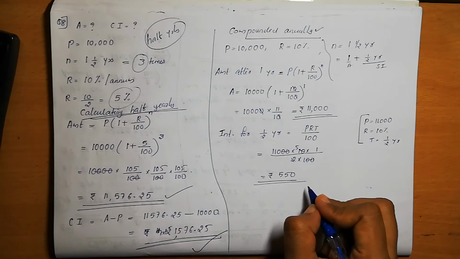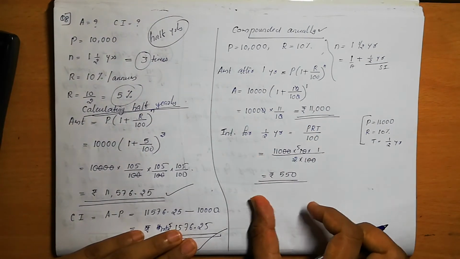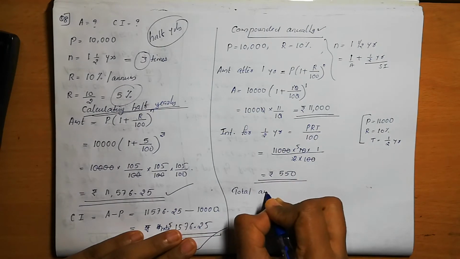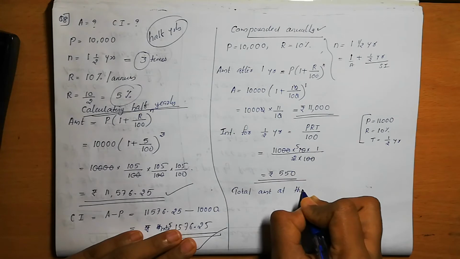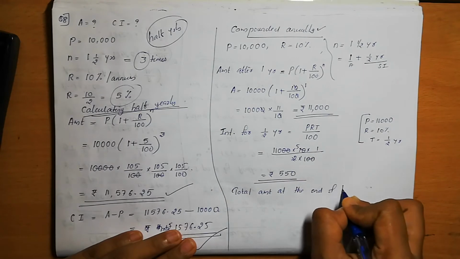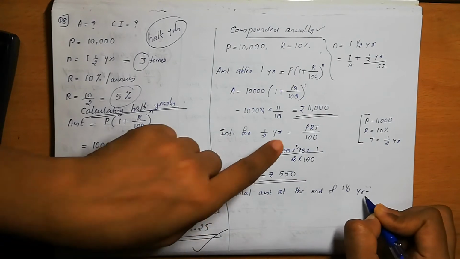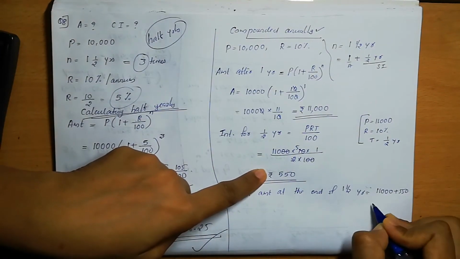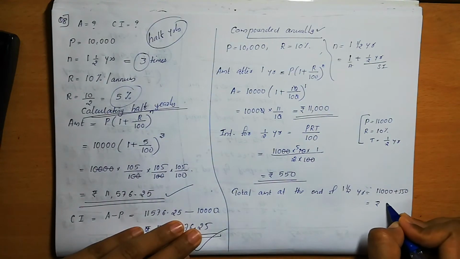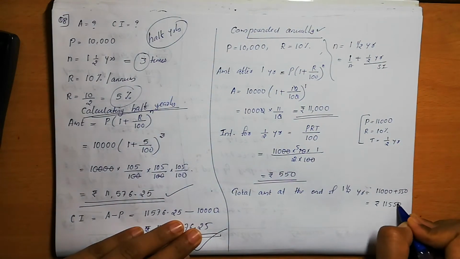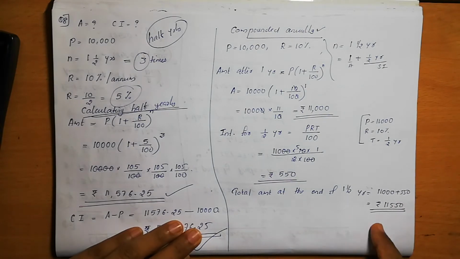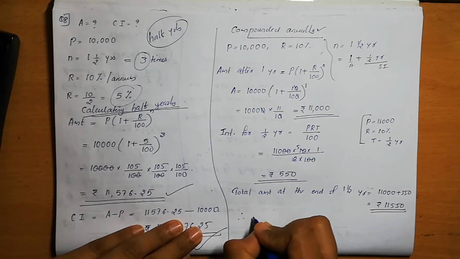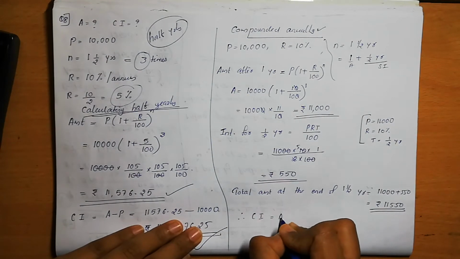So next we need to find the compound interest, right? So the total amount at the end of 1.5 years is equal to this plus this, right? It means 11,000 plus 550. How much will it come? 11,550. So this is the total amount. Why are we finding this? If we know the total amount only, we can find the compound interest, right? Therefore, compound interest is equal to amount minus principal.